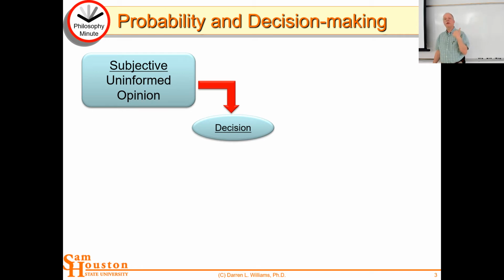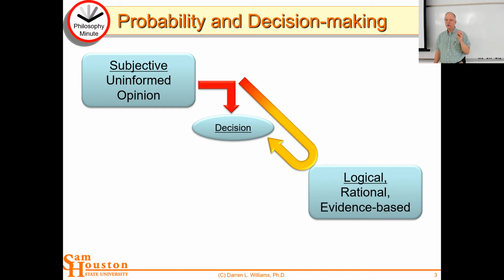We like to get away from those things in science and in business and in all endeavors. And so what we'll typically do is we'll try to make a logical or rational or evidence-based decision, but without data, it's still kind of a subjective, uninformed opinion with some logic thrown on top. Okay, but it's a little better. At least you're trying to argue. You're making an argument for your case.